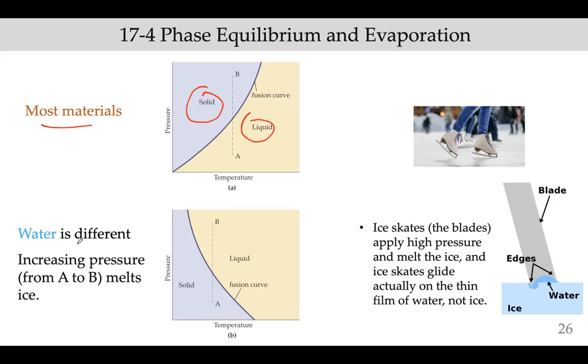But water is different. Now, increasing pressure from A to B. Let's consider first most materials. If you increase the pressure of a liquid, it will turn into solid. But in the case of water, this is going to be ice. If you increase the pressure on ice, it will actually melt. So you find liquid, which is water in liquid form.